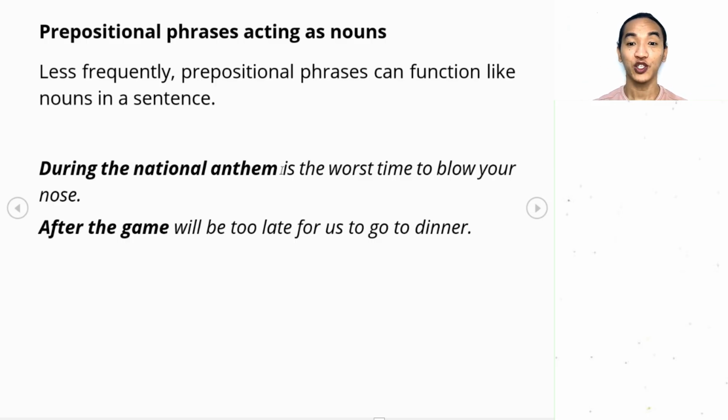Example, during the national anthem is the worst time to blow your nose. So during the national anthem is the worst time to blow your nose. After the game will be too late for us to go to dinner. So after the game here is like a noun. It serves like your subject. So as you can see, we have your subject, during the national anthem, after the game, and your verb is will be. Okay, so please understand that.